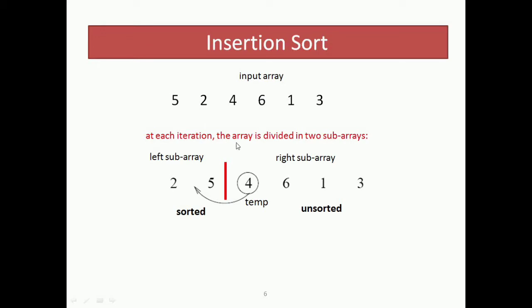At each iteration, the array is divided into 2 subarrays. One is the sorted sublist, which is the left subarray here, and the next is unsorted sublist, which is the right subarray here. Now, an element from unsorted list, for example 4, is taken as a temporary variable first. So we store it in a variable named temp, and then we compare it with the elements of sorted list. So we compare it with 5 and we see that 4 is smaller than 5. So we shift 4 between 2 and 5.